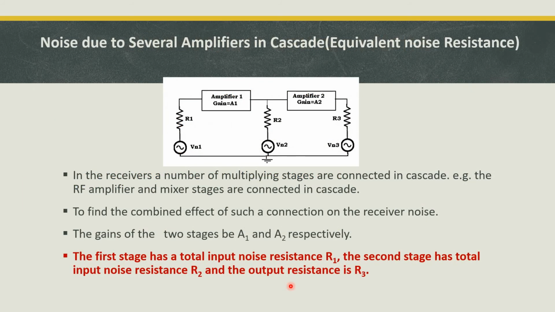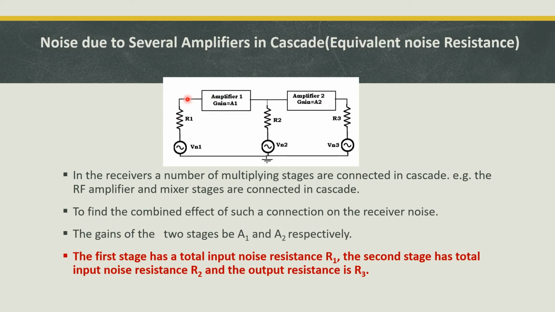Then we are going to calculate noise due to several amplifiers in cascade. By using this diagram, we are going to calculate the equivalent noise resistance. You can see here that two amplifiers are available, A1 and A2. A1 represents the gain of amplifier 1 and A2 represents the gain of amplifier 2.